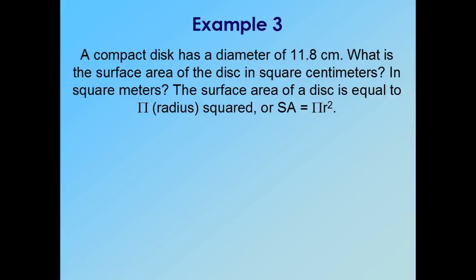Our third example is going to have something a little bit different. You're going to do a calculation, and then we're going to do a conversion. We're going to take a compact disc. I'm not sure why I did K for one and C for the other, my apologies.